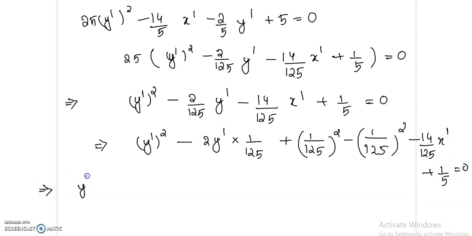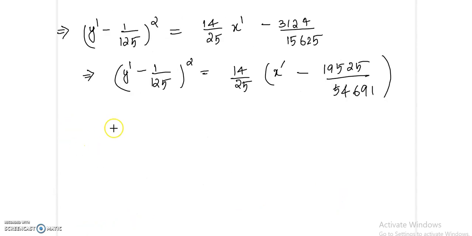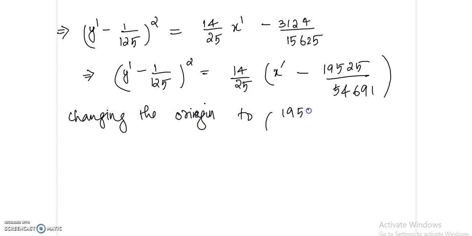So you will get y dash minus 1 by 125 whole square equal to 14 by 25 x dash minus 1 by 5 plus 1 by 125 square. Simplifying, we will get in this form. Now changing the origin to 19525 by 54691 and 1 by 125.